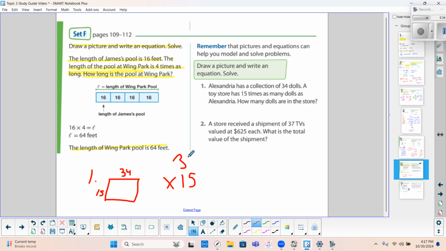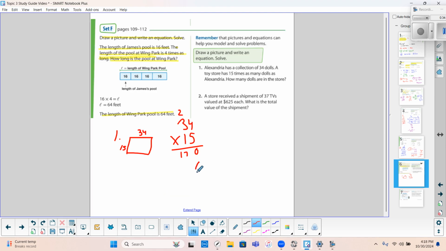15 times 34. 4 times 5 is 20. Carry the 2. 5 times 3 is 15, plus 2 is 17. Put a 0 in this place value. 1 times 4 is 4. 1 times 3 is 3. Add it together. You get 0. 7 plus 4 is 11. Carry the 1. 1 plus 1 is 2. Plus 3 is 5. So it's 510 dolls, right?